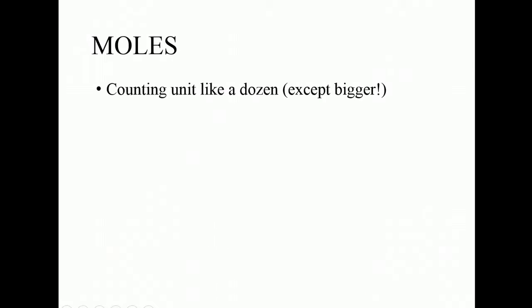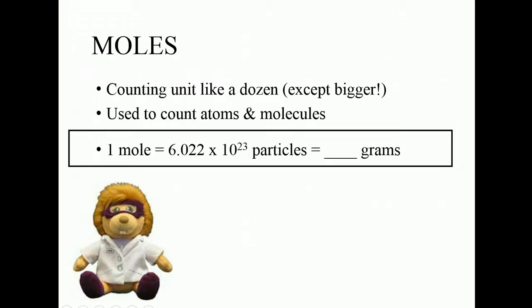Moles in chemistry are a counting unit similar to a dozen, except they're much, much bigger. Moles are used to count atoms and molecules. This next piece of information is very important, so I suggest you highlight it in your notes. 1 mole is equivalent to 6.022 times 10 to the 23rd particles. And when we use the term particles, that really is a generic term that incorporates several different types of things.